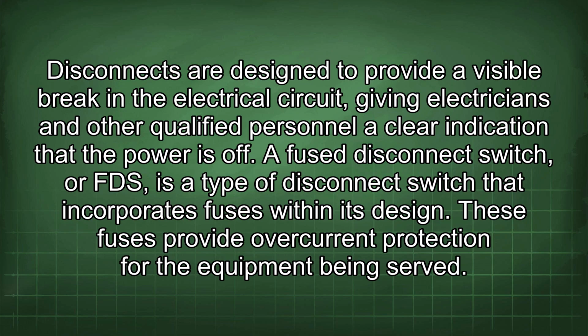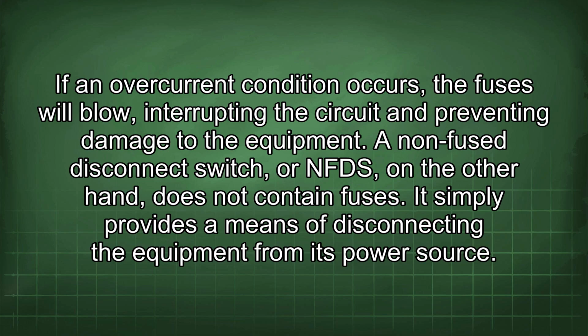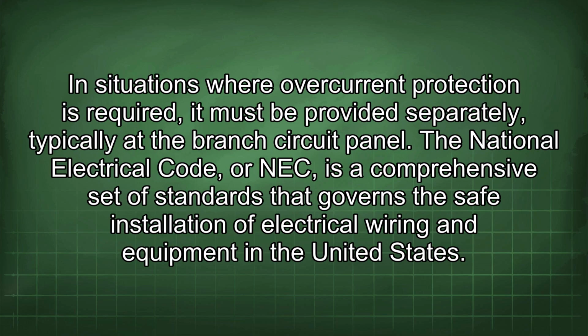A fused disconnect switch, or FDS, is a type of disconnect switch that incorporates fuses within its design. These fuses provide overcurrent protection for the equipment being served. If an overcurrent condition occurs, the fuses will blow, interrupting the circuit and preventing damage to the equipment. An unfused disconnect switch, or NFDS, on the other hand, does not contain fuses. It simply provides a means of disconnecting the equipment from its power source. In situations where overcurrent protection is required, it must be provided separately, typically at the branch circuit panel.